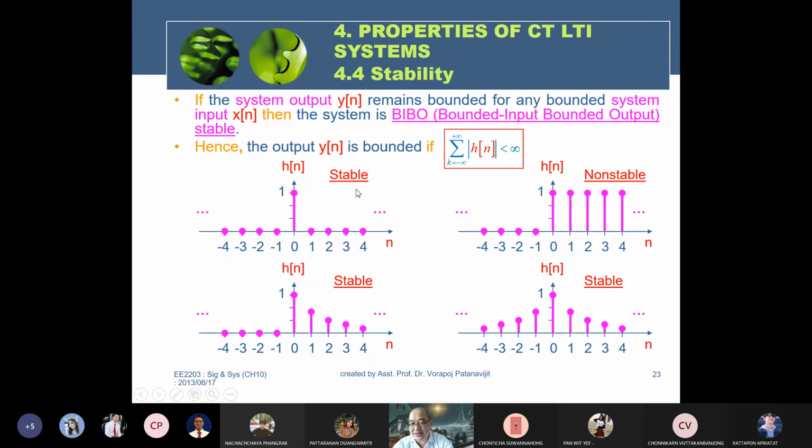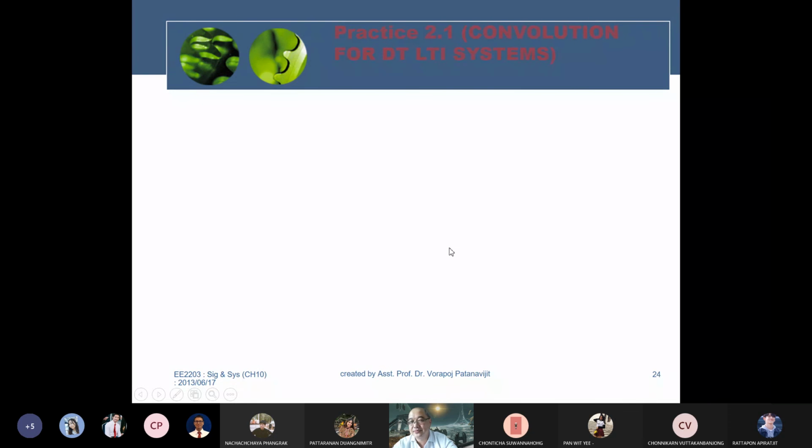Now, checking again, this is stable. Is this system memory or not? No, it's memoryless. Is this system memory or not? It's memory. Now we're checking again. Is this one causal or not? Yes, for n less than 0, it equals 0, so it is causal. Is this causal or not? Yes, it's 0. Causal or not? Yes, it's 0. Causal or not? No, it's non-causal because it's not equal to 0.